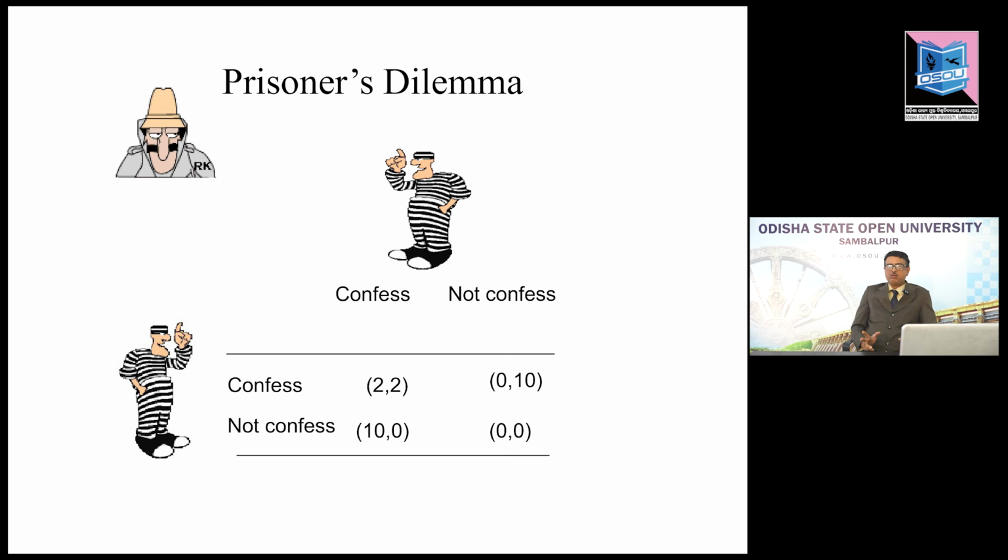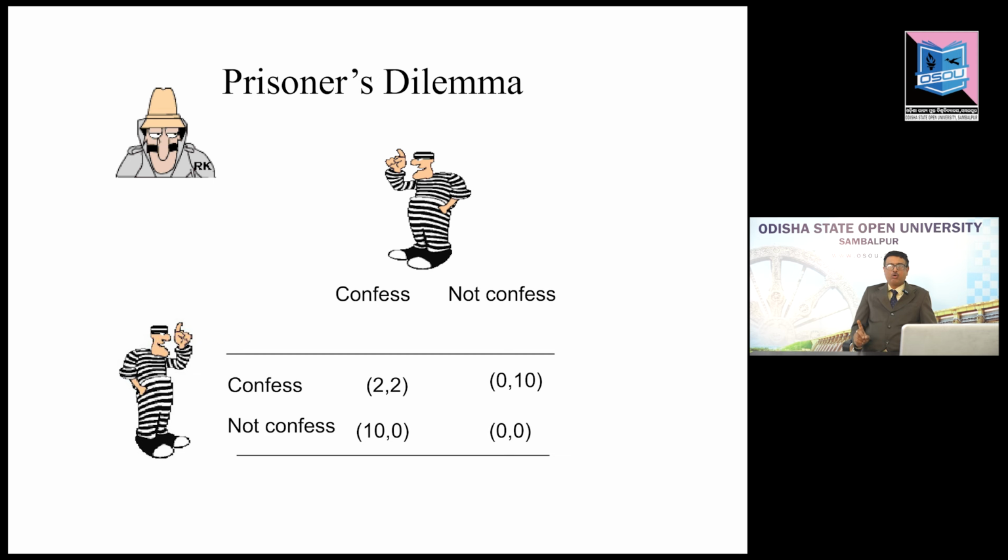Now, if both of you are not confessing, then the payoff is 0-0 because the crime cannot be proved. In these situations, most likely the suspects are kept in two different rooms, so they cannot talk to each other. Their decisions are interdependent. However, they cannot communicate with each other. This lack of communication will put them into a different sort of thinking. Now, they would like to minimize their punishment.